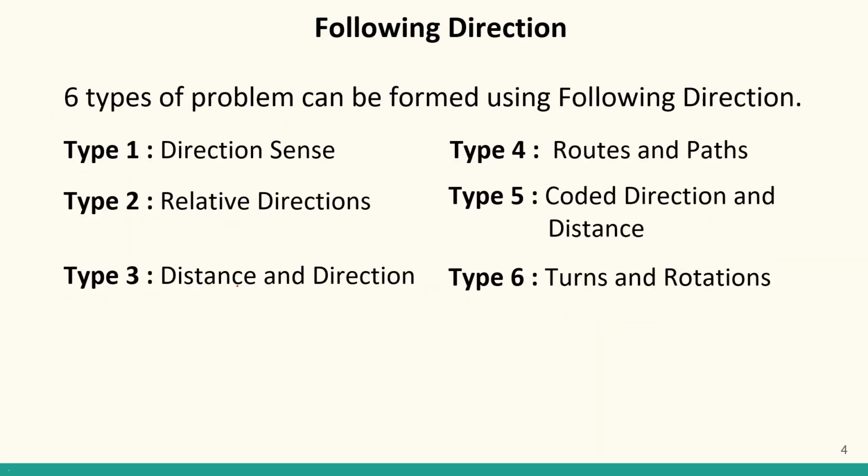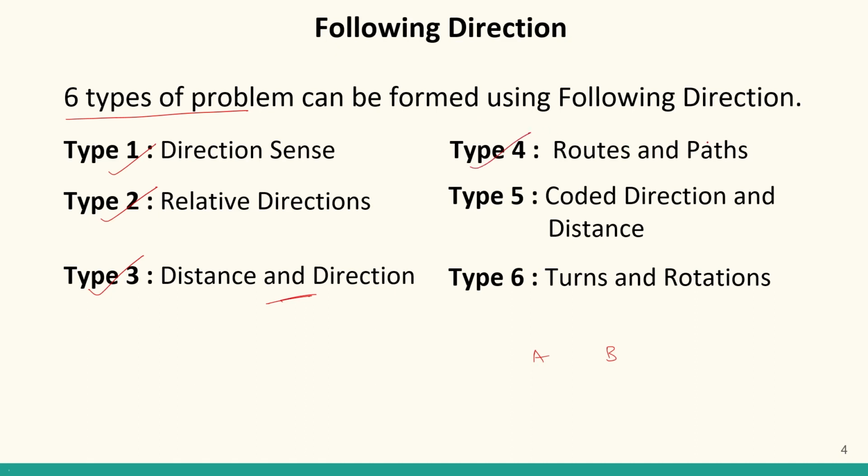Nothing more than this. So based on this, we have 6 types of questions in following directions. First is direction sense. As I told you, we have to find out what is the direction sense of a person. In which direction is he or she facing? Second will be relative directions. So if A is to the north of B, then B is in what direction with respect to A? That is the second type. Third type is distance and direction. We basically calculate the distance between two objects or two people.